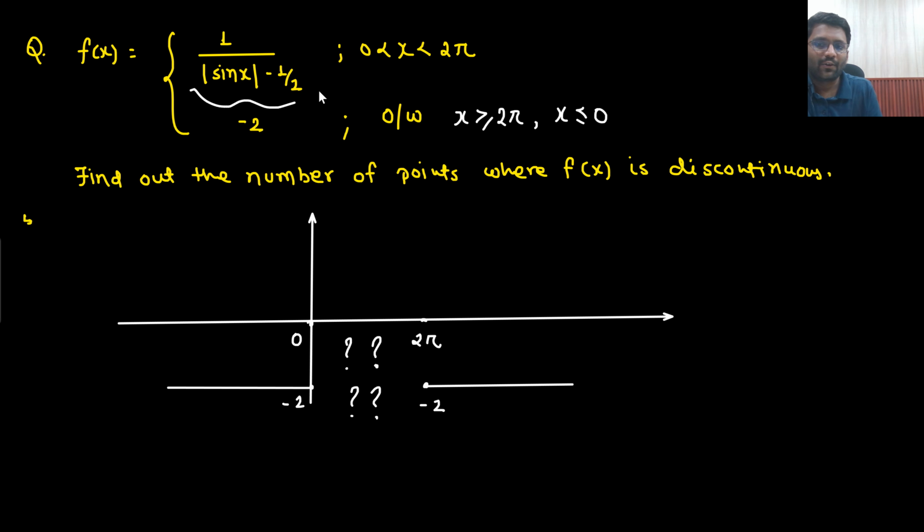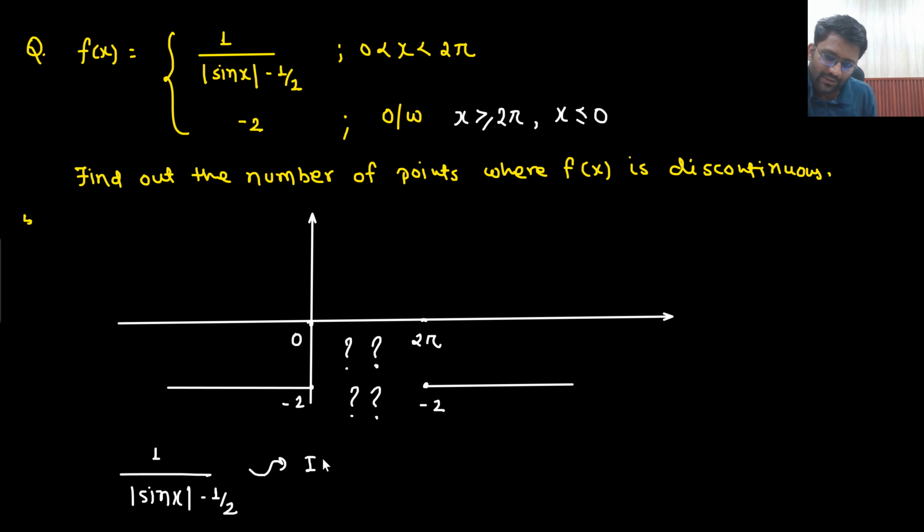Now for this graph I know one thing. For 1 divided by mod of sin x minus 1 by 2, I know one thing, that it will be discontinuous.